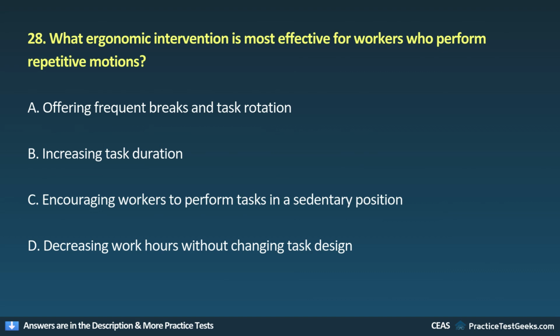28. What ergonomic intervention is most effective for workers who perform repetitive motions? A. Offering frequent breaks and task rotation. B. Increasing task duration. C. Encouraging workers to perform tasks in a sedentary position. D. Decreasing work hours without changing task design.